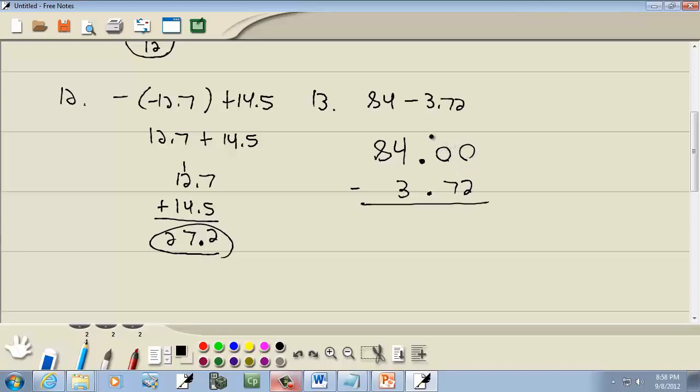So I come here, there's nothing to borrow, go another one over to the 4. I'm going to borrow 1 from that, so that goes to 3, and then this becomes 10. But that's not where we needed it. We needed the next one over. So we're going to borrow 1 from that, and that goes to 9, and this becomes 10. So then, 10 minus 2 is 8. 9 minus 7 is 2. 3 minus 3 is 0. And then 8 carries down. So 80.28 is our answer.